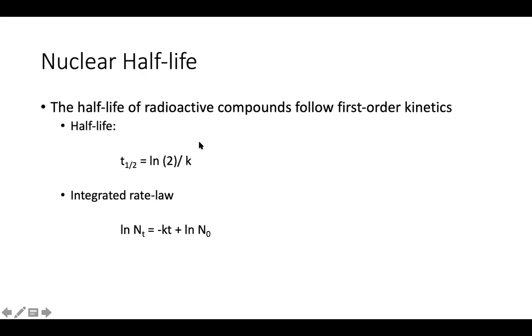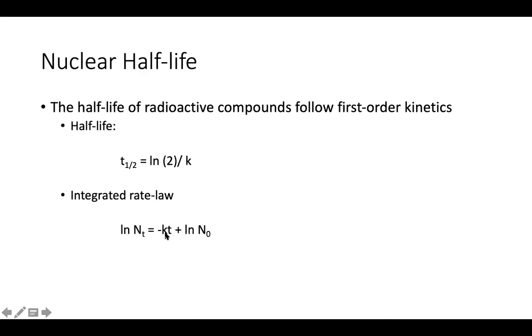If you're not dealing with radioactive isotopes, it could just be a normal chapter 12 question, which means it could be zero, first, or second order reactions. But again, if it's chapter 19, radioactive nuclear half-life, you're always going to use the first order equation. And then the integrated rate law for these compounds is what's shown below: the natural log of N_t equals negative kt plus the natural log of N naught.